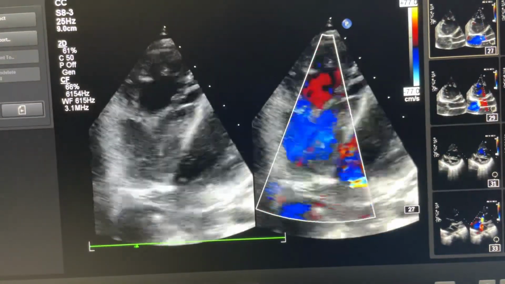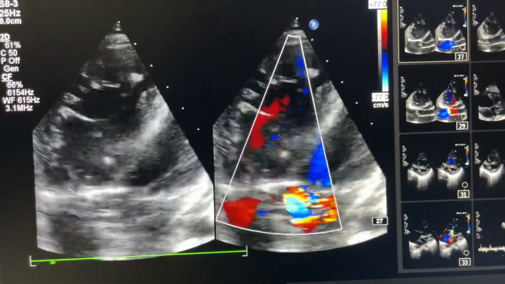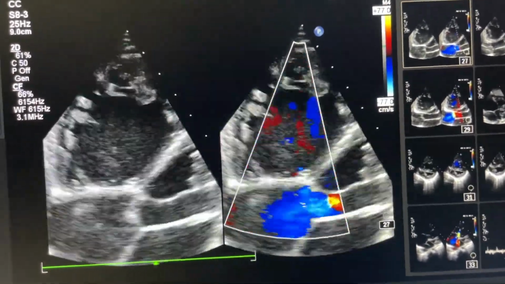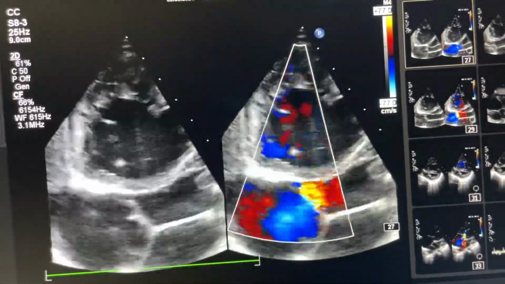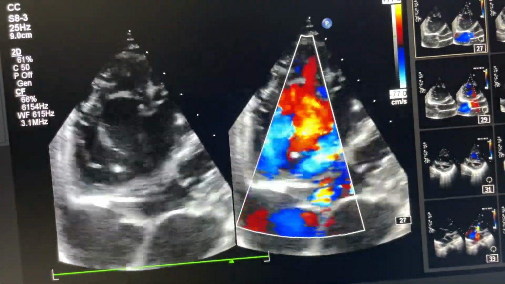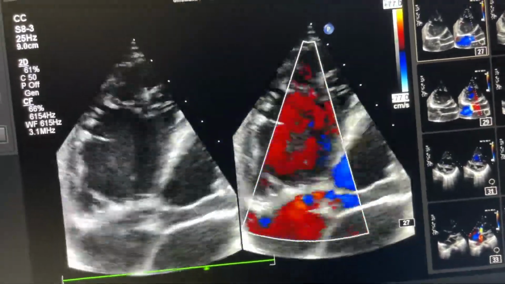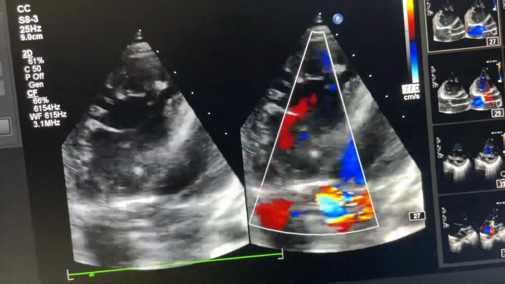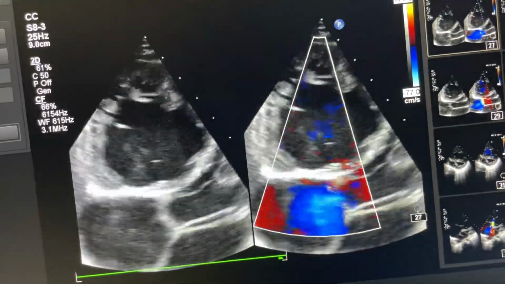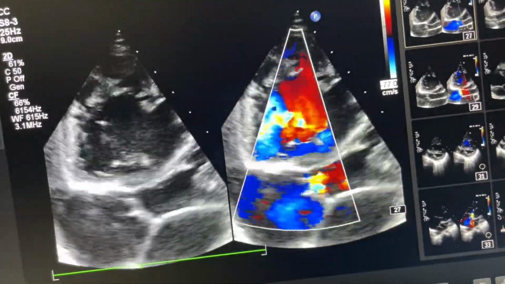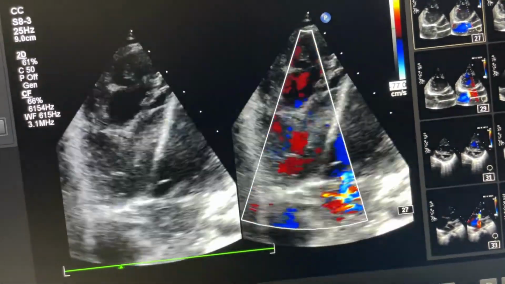So this is the case of cor triatriatum sinister. If right atrium is divided into 2 parts by any septum, then that will be cor triatriatum dexter. Left atrium sinister, right atrium dexter. This is the case of cor triatriatum sinister, the congenital abnormality within left atrium, that is septum within left atrium, dividing left atrium into 2 parts. Proximal part receiving pulmonary vein, and distal part has left atrial appendage attached to it.